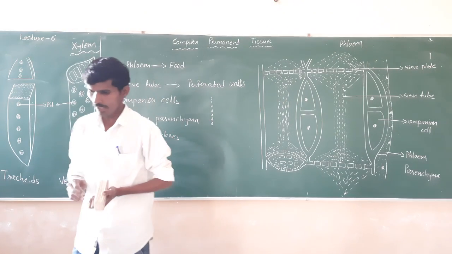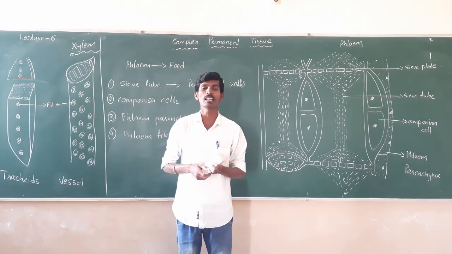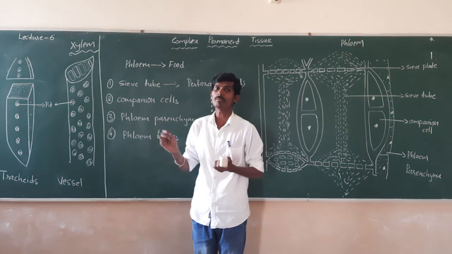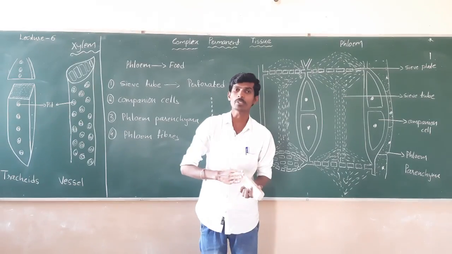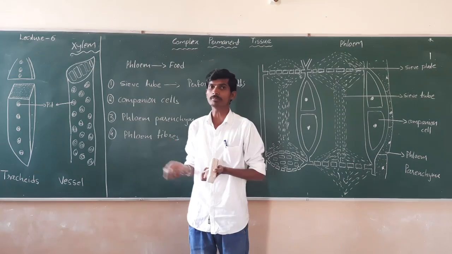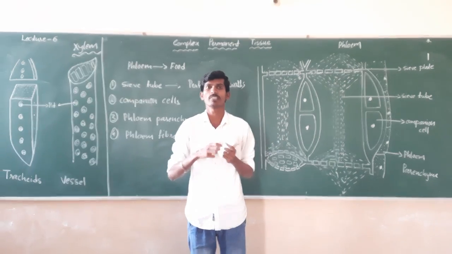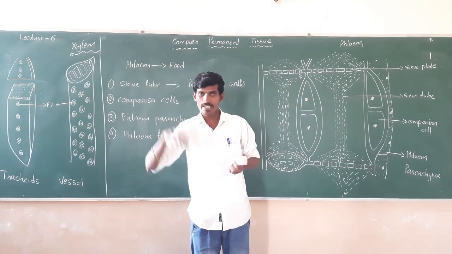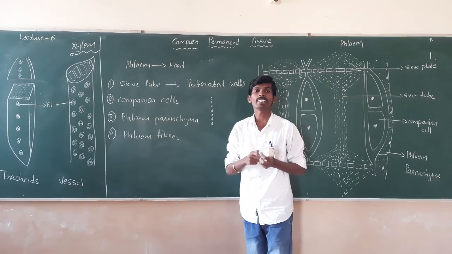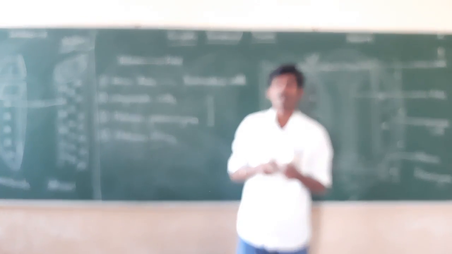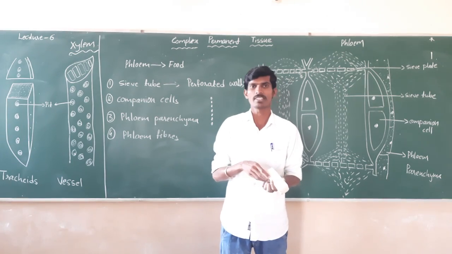The next one, phloem is unlike xylem. In the xylem, the water and minerals are transported in a vertical direction. But in the phloem, the transport of material is in both directions, the upward direction and the downward direction. Okay, next, the phloem transports the prepared material from leaves to the different parts of the plant.